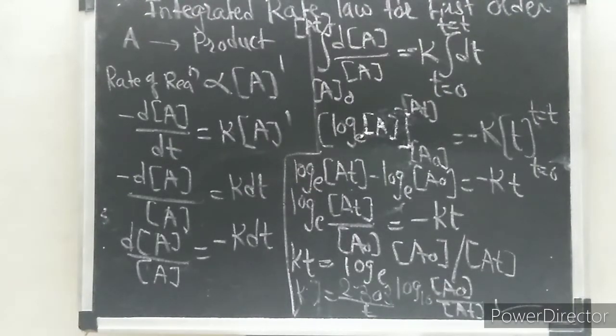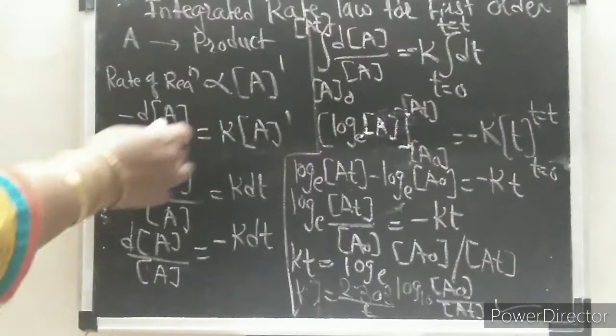Again, see on the board how we have done. We have started. Consider a reaction, A gives product. According to rate law, rate of reaction is proportional to the concentration of reactant A raised to power 1 because order of reaction is 1. So A raised to 1 is A. So rate of reaction, minus dA upon dt, is equal to K into A. Rearrange this equation. So minus dA upon A is equal to K dt. Sign will change. So dA upon A is equal to minus K dt.